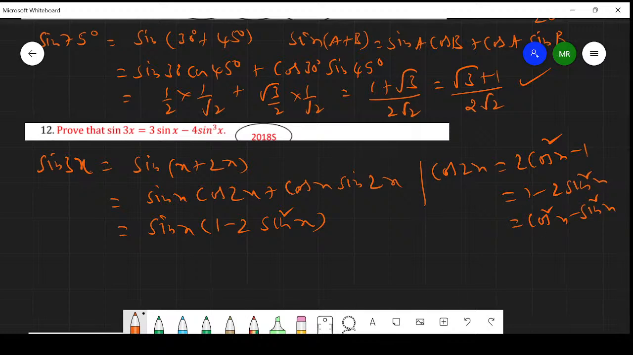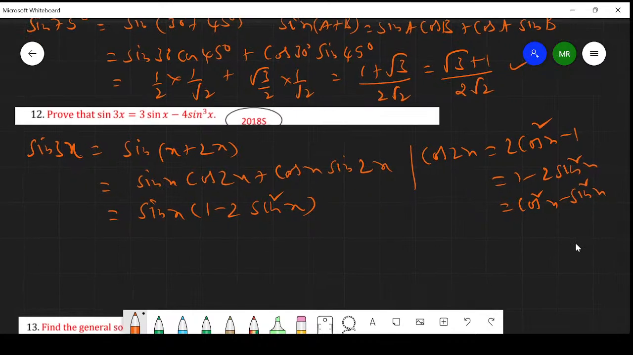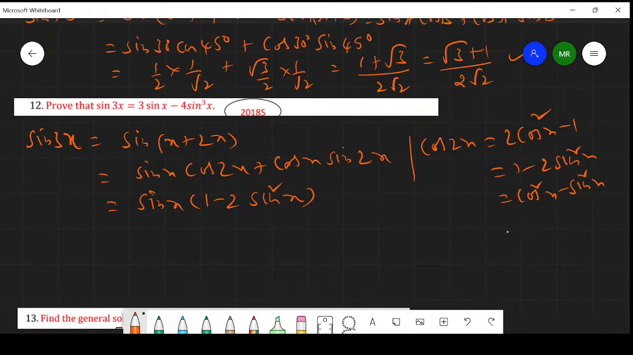Cos 2x comes as 2 cos square x minus 1, 1 minus 2 sin square x, cos square x minus sin square x. Some people will even write (1 minus tan square x) by (1 plus tan square x). I am just reminding you: cos 2x has all these formulae, but I can use whichever is required here. Cos x into sin 2x, where sin 2x means 2 sin x cos x.